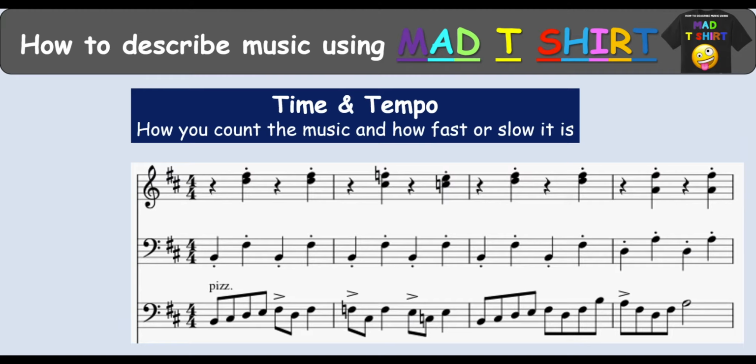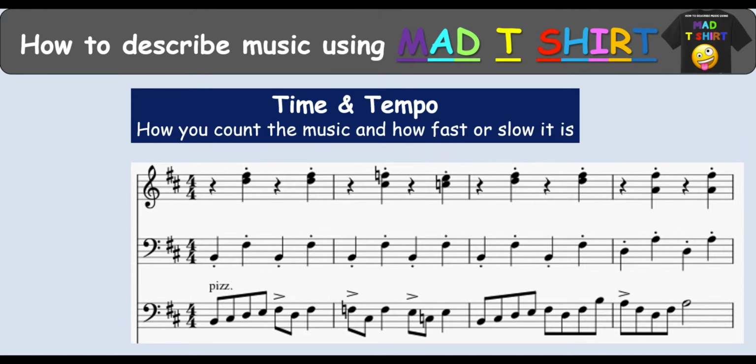However, it would be impossible to count the pulse all the way up to large numbers, so we divide the pulse up into smaller groups of numbers. Time is how you count the music and how the pulse is divided. Tempo is how fast the pulse is counted.